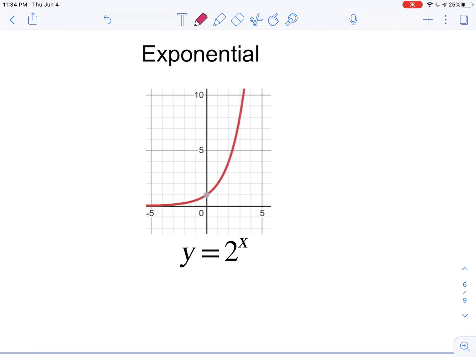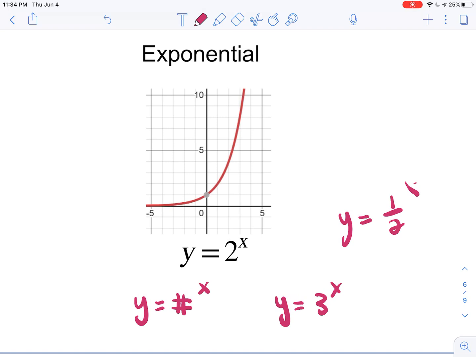Now, the last one you need to know is exponential. The reason I have exponential here separate is because I have a parent function of an exponential where we have a base 2. But the key feature of an exponential is that we have a numerical value as the base and x as our exponent. So another parent function could be 3 to the x. Another parent function could be 1/2 to the x, right?